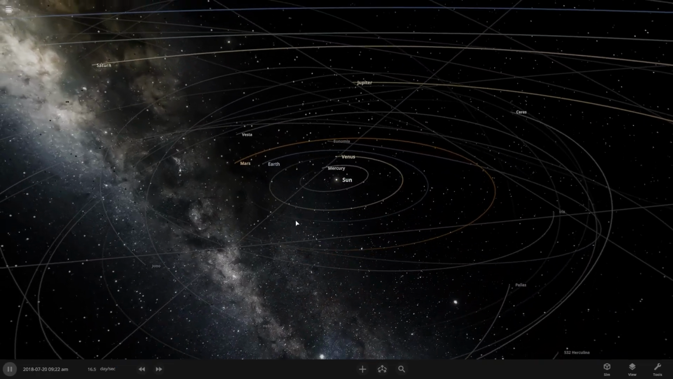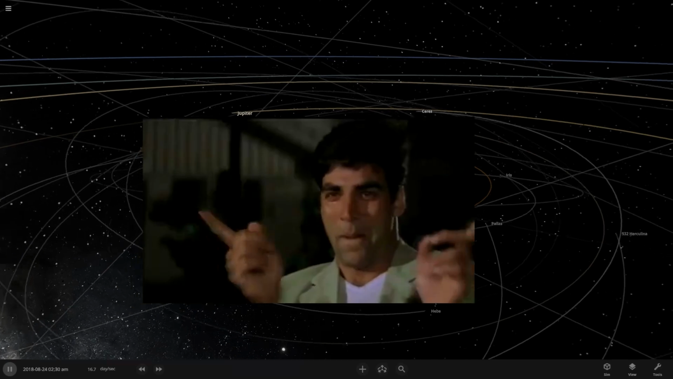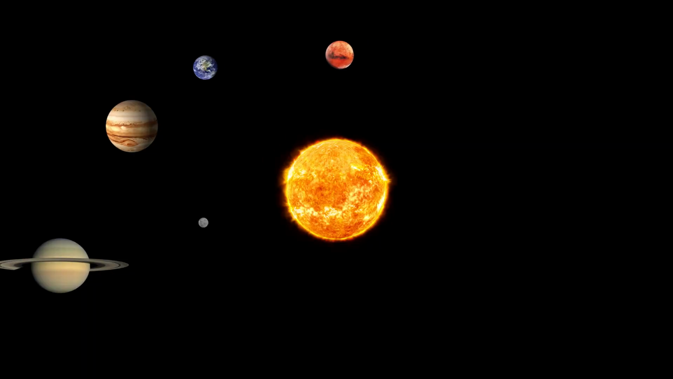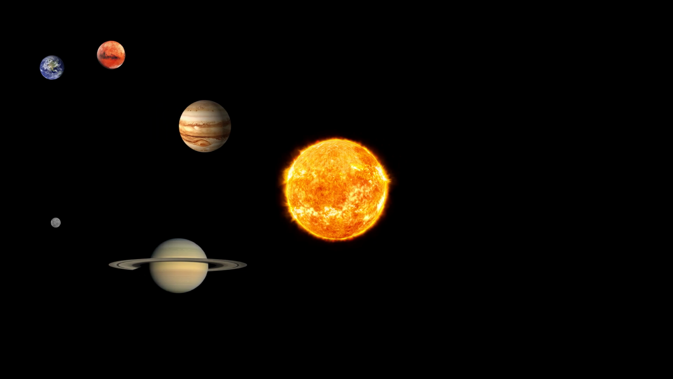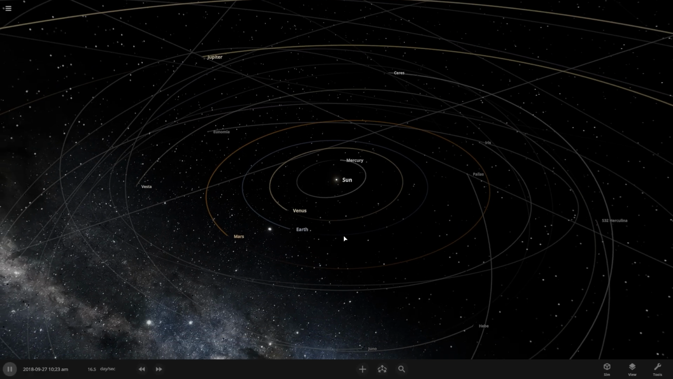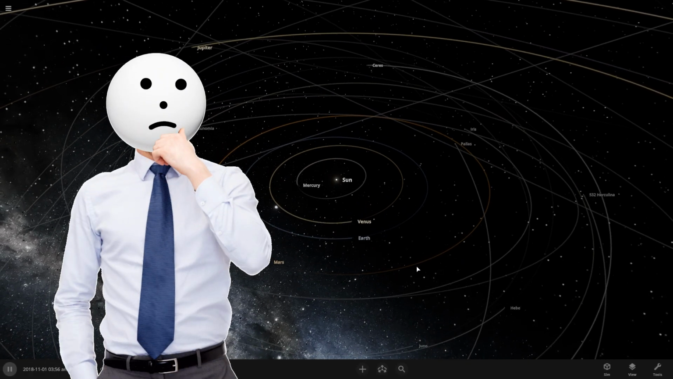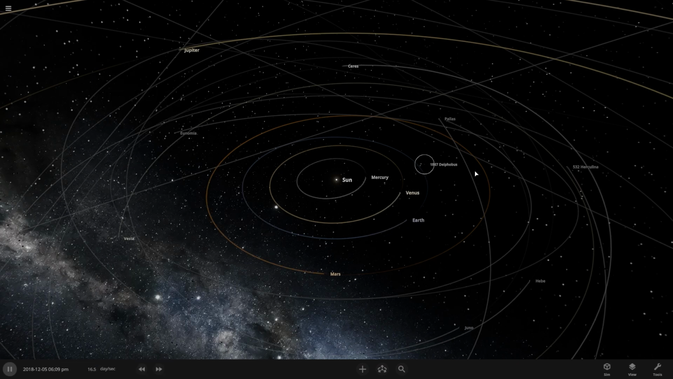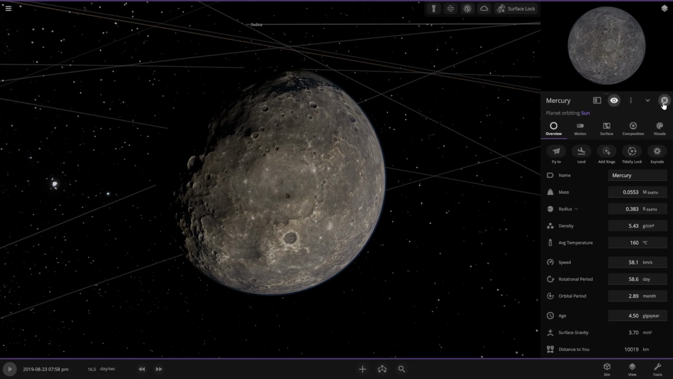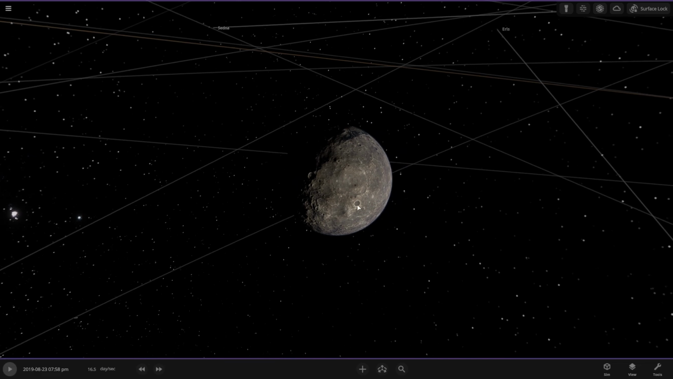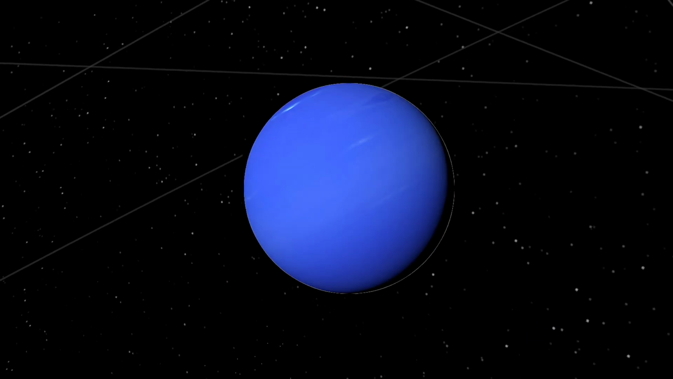In this simulation, we are going to swap our planets. I mean, the inner solar system goes to the outer solar system and the outer solar system planets go to the inner solar system. Then we will see what kind of effect it will have on our solar system. So let's get started. This is our Mercury and I'm going to replace the Mercury with the Neptune.